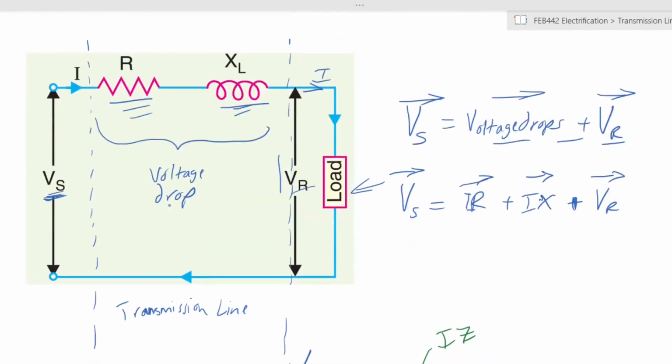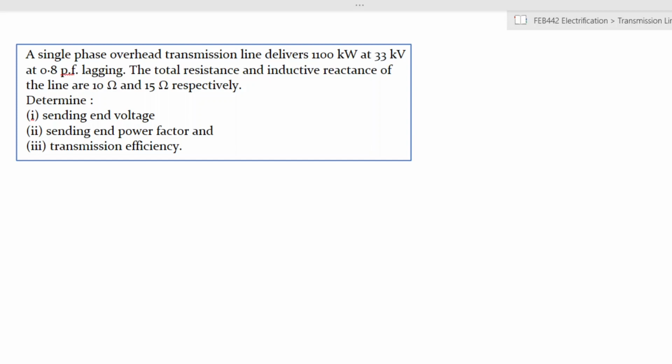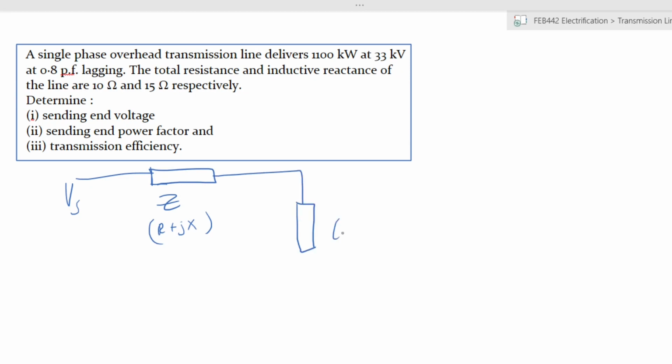So you can see from here, the transmission lines have an impact. Let's see some of that impact in terms of an example. You have a single overhead transmission line which delivers that much power at 33 kV at 0.8 power factor lagging. So you have your voltage at the sending end. It passes through your transmission line, let's call that ZTL, which is R plus jX, and it supplies a load and returns back.